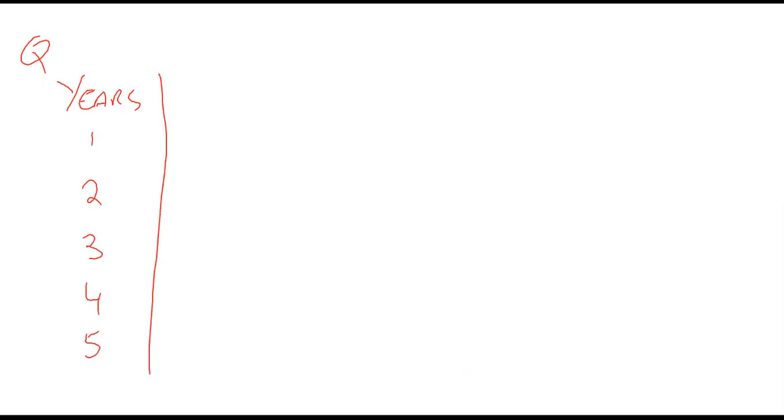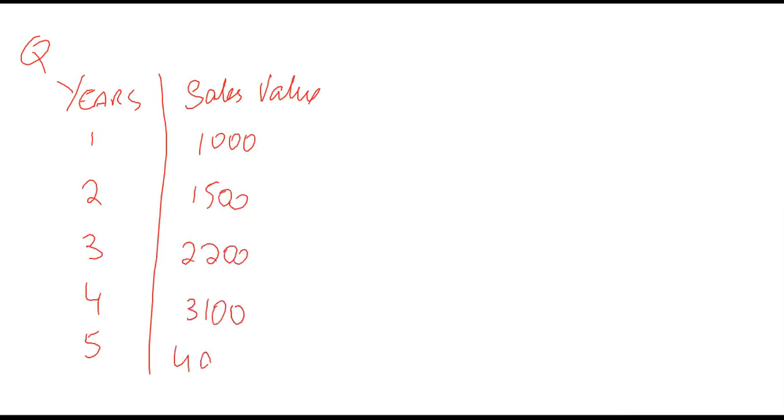Now, let me draft another question, and you guys can pause this video after copying this question, and then come back to the solution. Let's suppose I'm being given years 1, 2, 3, 4, 5. Let me give you the sales value: 1000, 1500, 2200, 3100, and 4900.